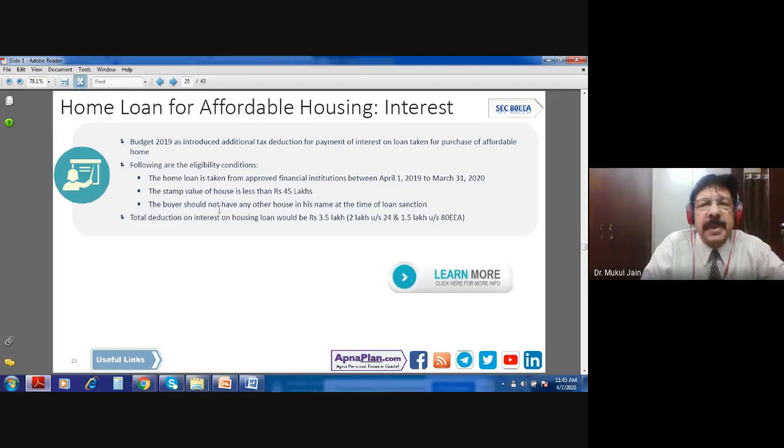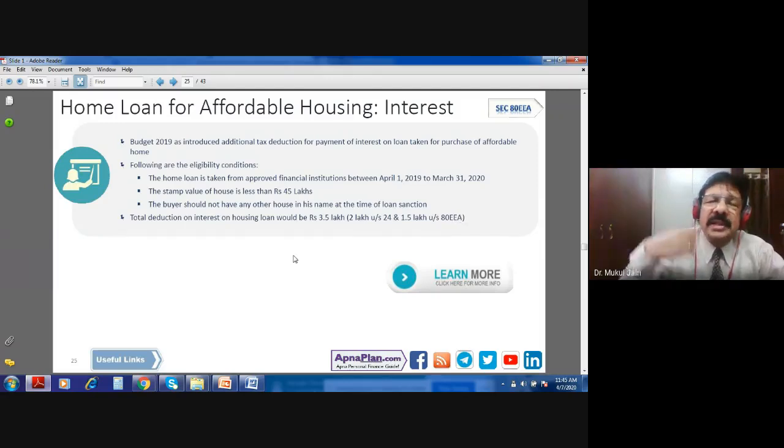And then number three, the buyer should not have any other house in his name at the time of loan sanction. तो क्योंकि मेरे नाम पे घर है तो मैं तो एलिजिबल हुई नहीं इसके लिए. Then the total deduction on interest on housing loan will be 3.5 lakh, because 2 lakh under section 24, which we just told you for interest, and 1.5 lakh under section 80EEA.